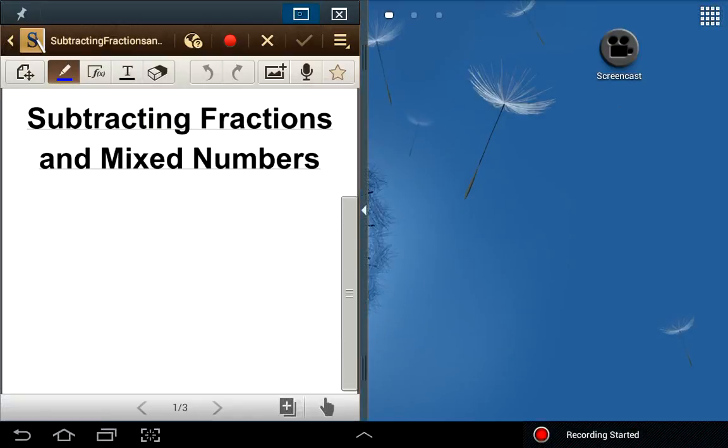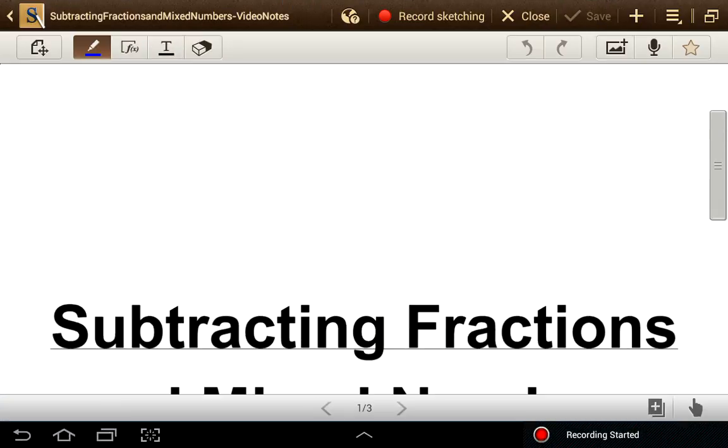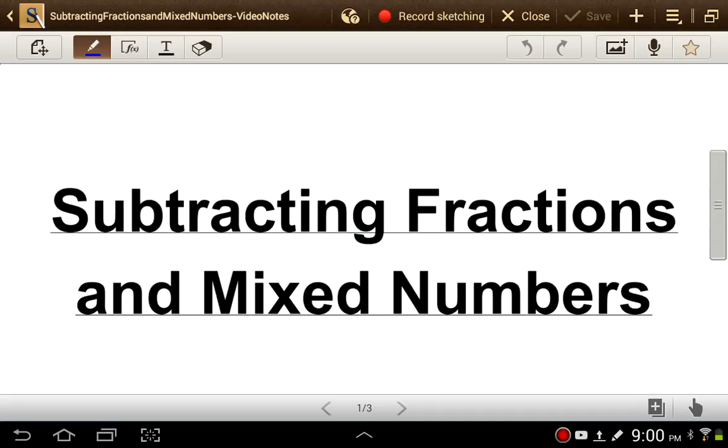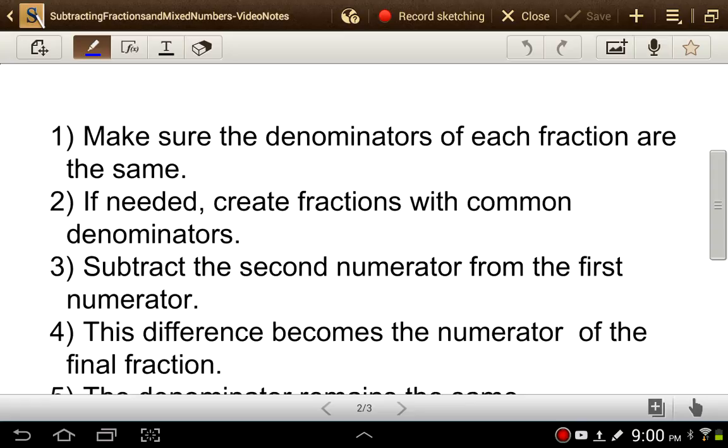Okay, here we go on our video on subtracting fractions and mixed numbers. Alright, let's get on with our rules. Got a lot of rules again.